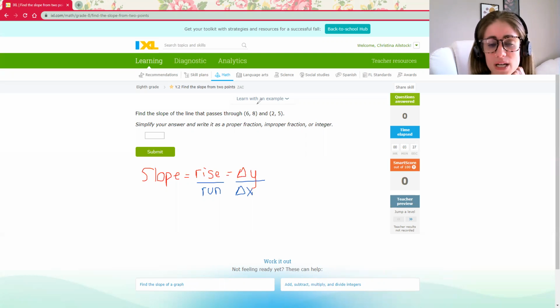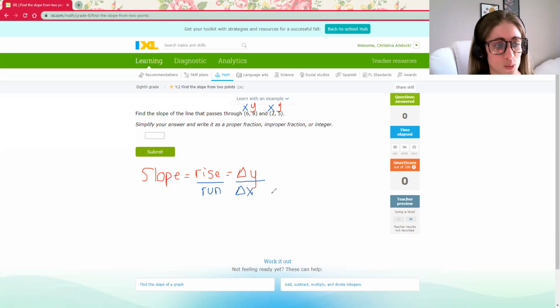All right, let's look at our 2 points. The first thing I recommend is labeling the points because we want to make sure that we don't mix up our x's and our y's. In ordered pairs, our x comes before our y. So our 6 is an x value and our 2 is an x value. Oops, I didn't make those in the right color. Let me fix that, because we want to make sure our colors match, so it makes it a little bit easier. So our 6 and our 2 are both x values, and our 8 and our 5 are y values.